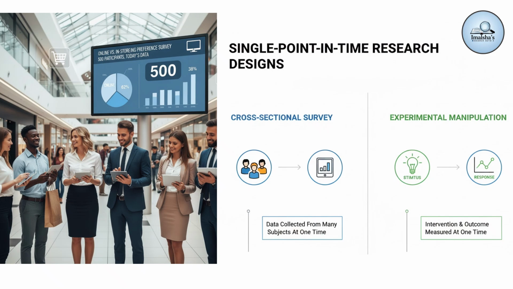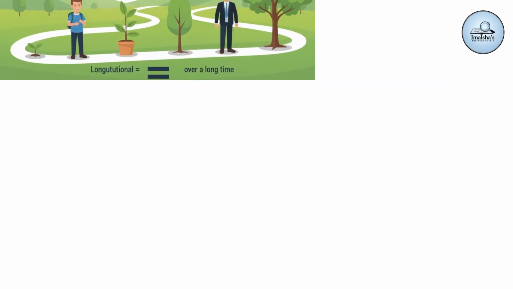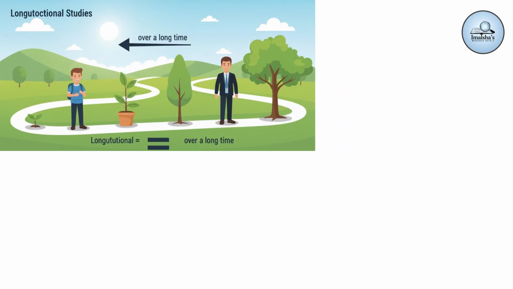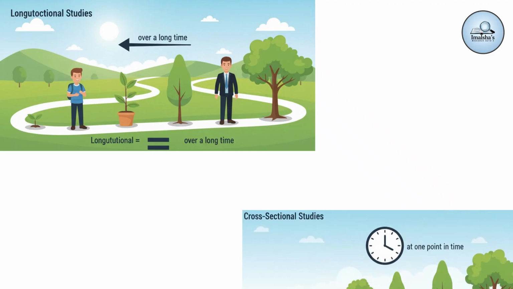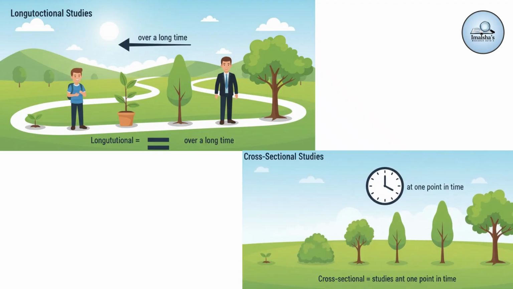Here you are not tracking them over time. You just collect data once. Other examples include survey research or experimental research done at a single point in time. Alright, I think it's clear now. So remember, longitudinal means we study something over a long period of time. Cross-sectional means we study it at just one point in time.